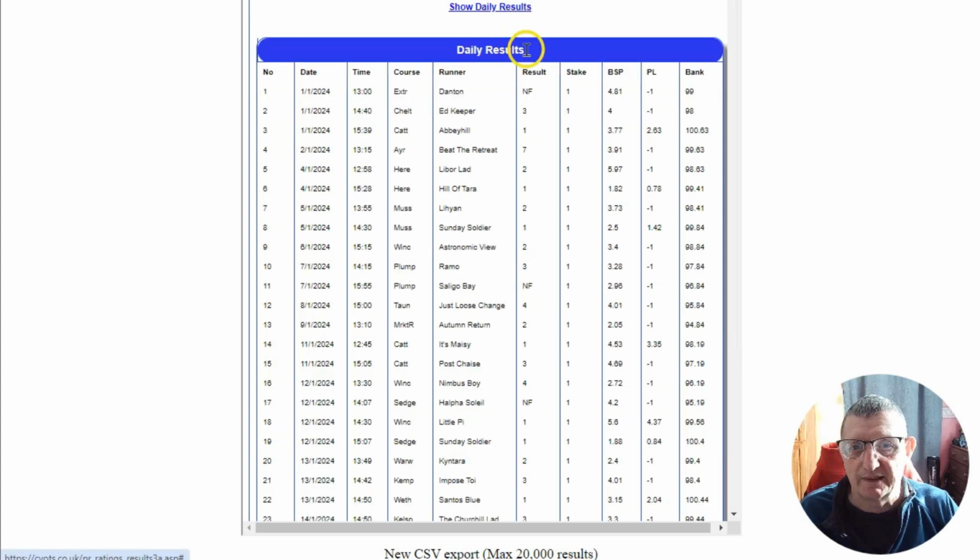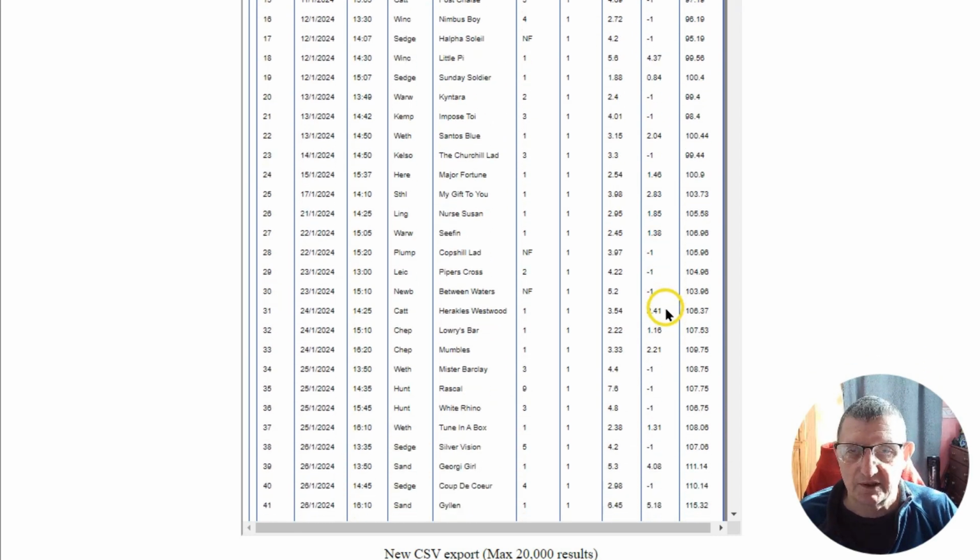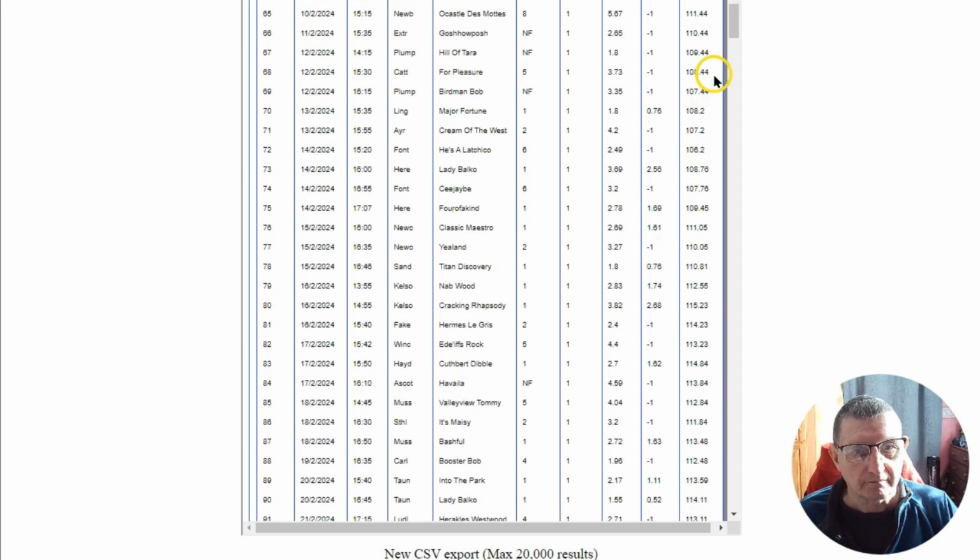So if we went to the daily selections, as you can see, that one there won at 3.77, which was 2.63 when you take one off, and so you would have won £2.63. Well, you would have won £2.77 minus commission, which is £2.63. That's why I always put commission in the results, to make it as truthful as possible.